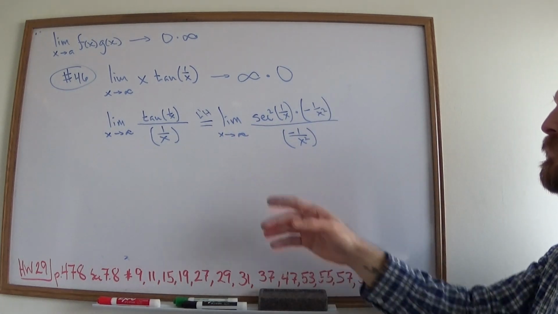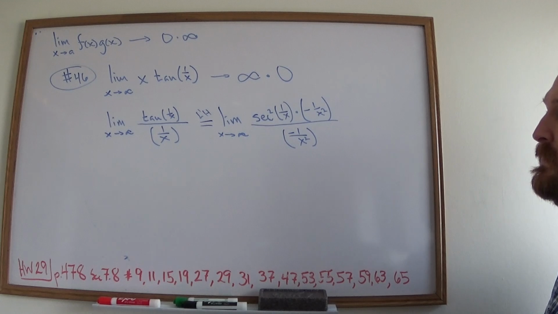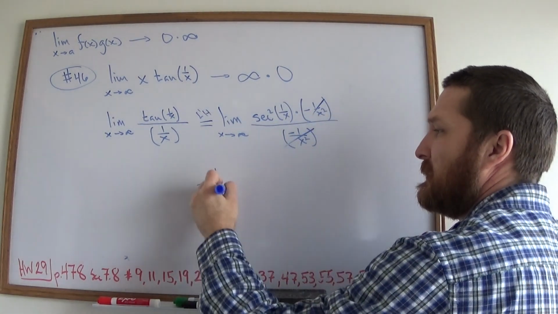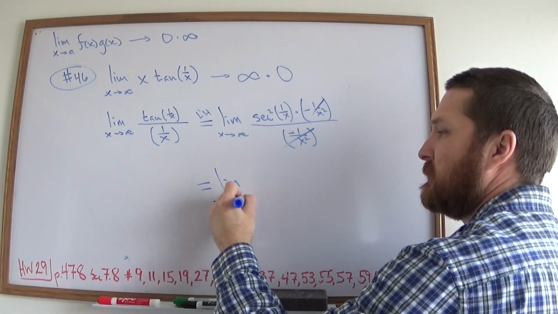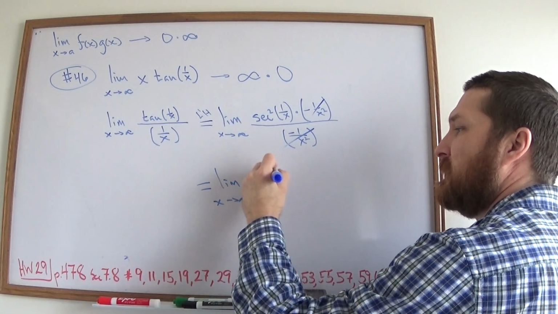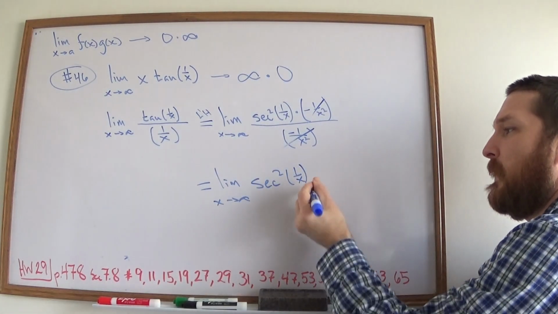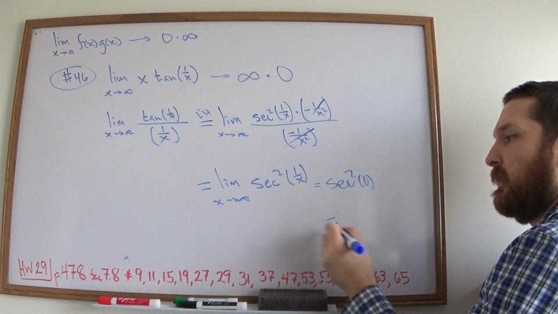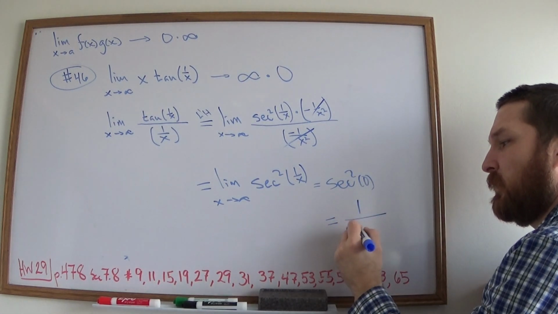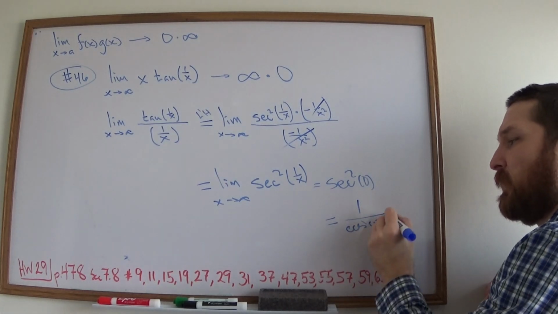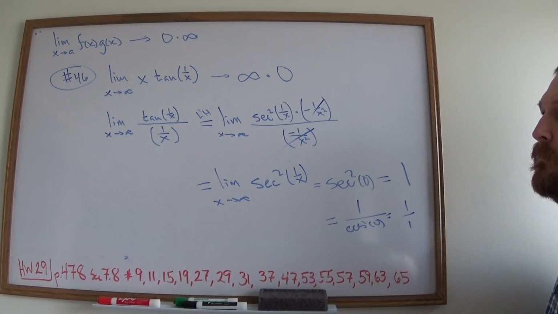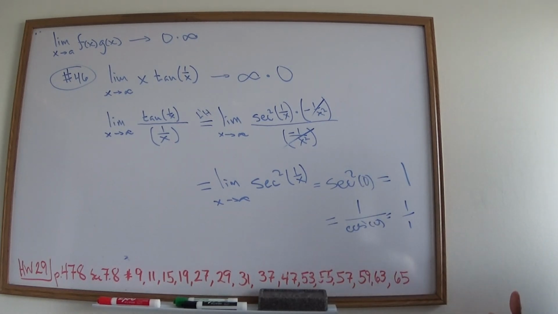Every time you apply L'Hopital's rule, stop. Say, can I make this easier on myself? These happen to cancel out. Nice. So I could say this is the same thing as the limit as x goes to infinity of just plain old secant squared of 1 over x, which is what? Secant squared of 0, which is 1, I think, because this is the same thing as 1 over cosine squared of 0, which is 1. So 1 over 1 is indeed 1. And so, infinity times 0, in this case, happens to be 1.